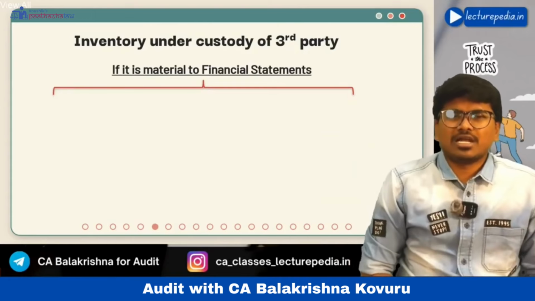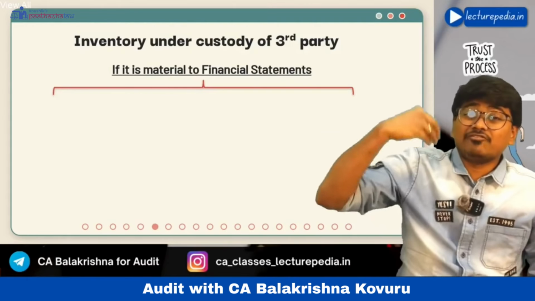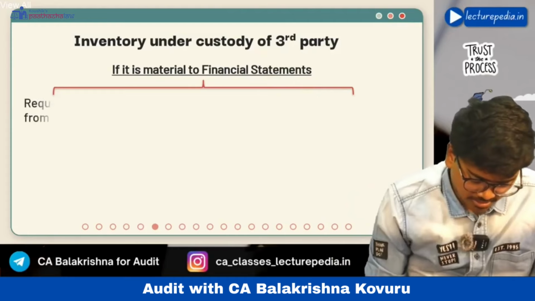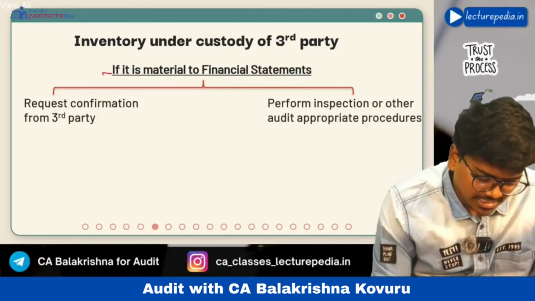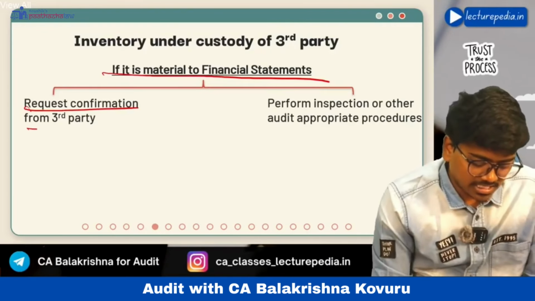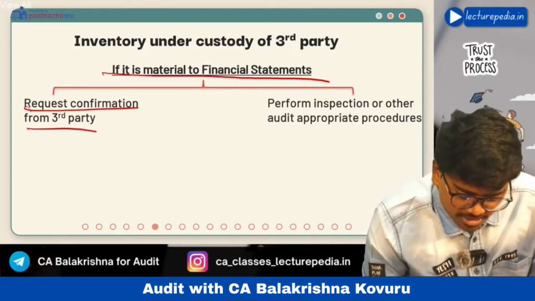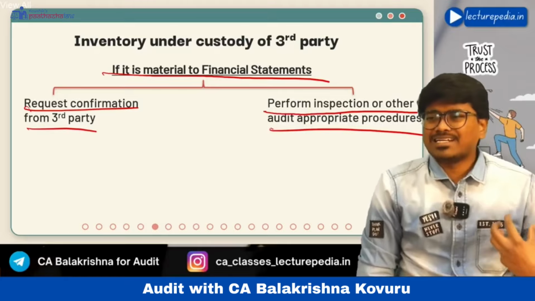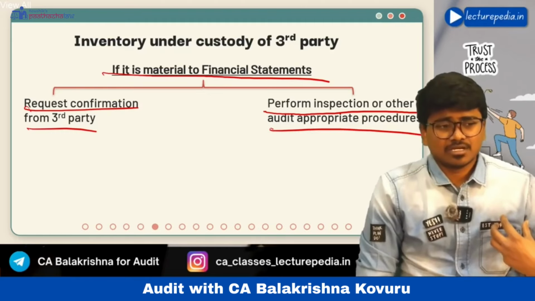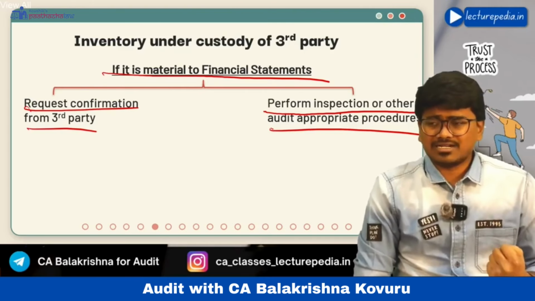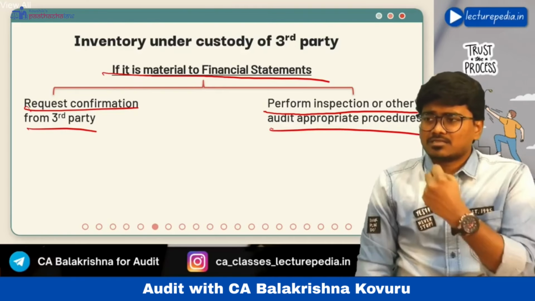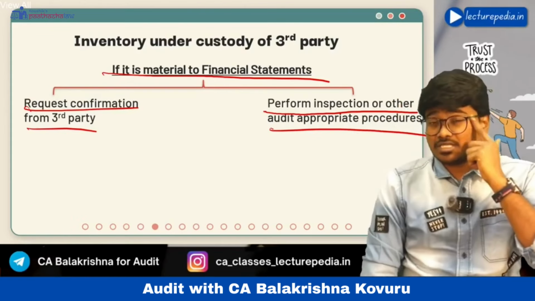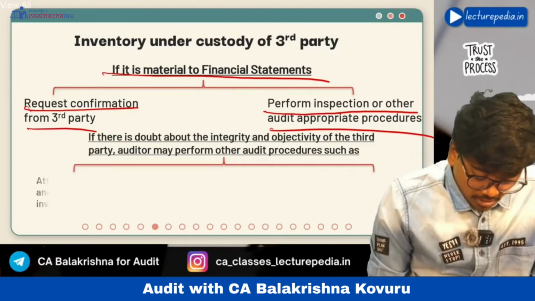In this situation, the auditor has to send a confirmation request to that third party asking whether the inventory is actually present with him or not. If it is material to the financial statements, then request confirmation from the third party, and perform inspection or other appropriate audit procedures. Now, if the auditor does not believe the third party's confirmation, because the auditor has some doubt over the integrity of the third party, in such a situation what does the auditor have to do?